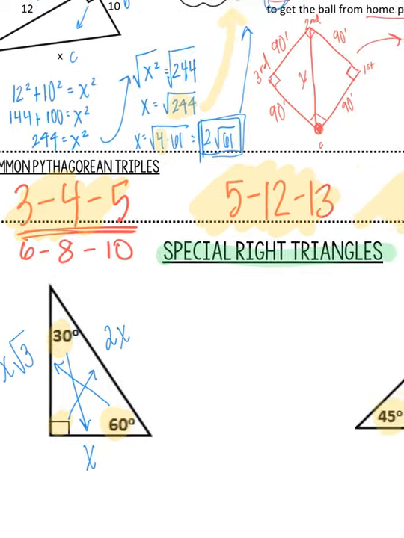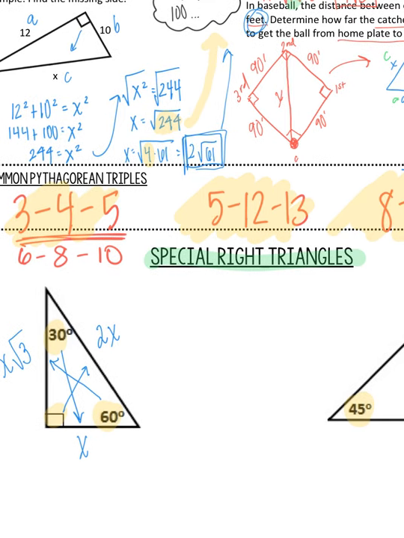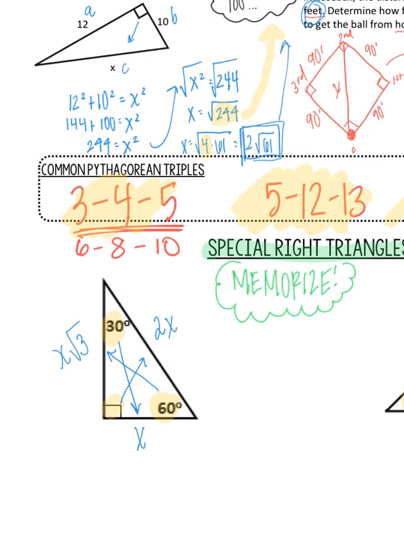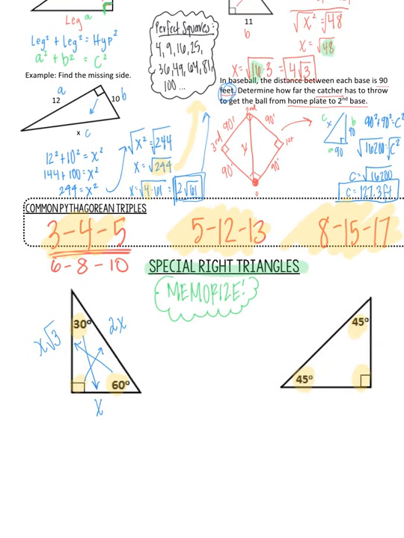Now, I want to go back up to this special right triangle title, and underneath it, I want you to write this lovely word, memorize. You will see special right triangles all semester long. The quicker that you can figure out or remember these proportions, these labels, the better. So that is a 30, 60, 90 triangle.